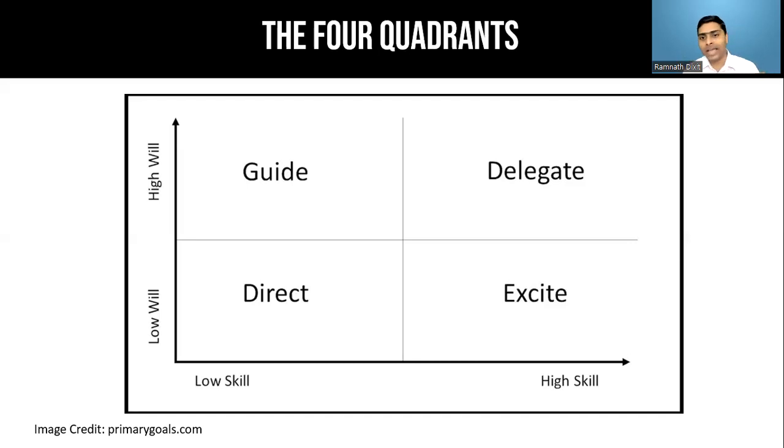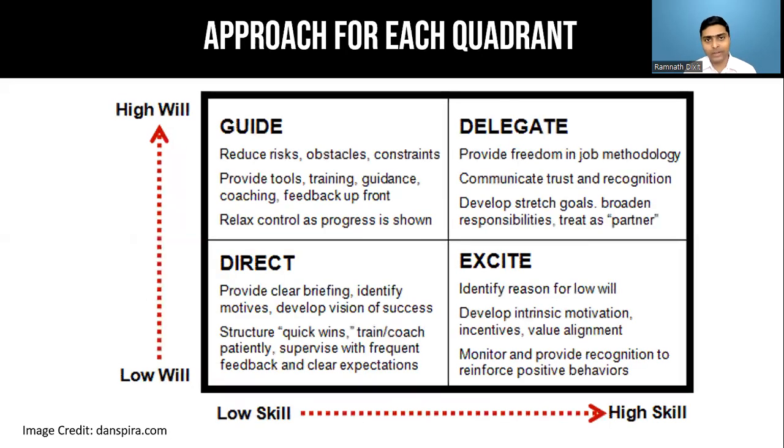So these are the four quadrants that we have. We have direct, we have guide, excite, and delegate. Now, let's look at each of these in further depth so that we understand the approach that we need to take. So the approach for each of these quadrants, as I've already spoken about this, but let me give you some more insights as to what you need to do.